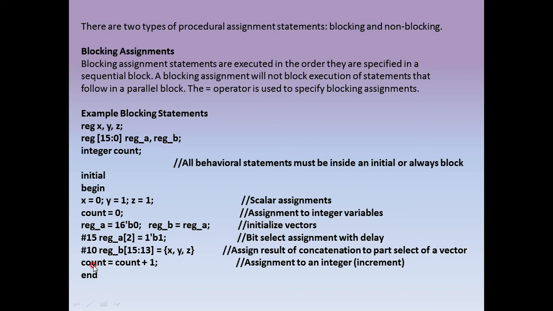And at time 25, since delay is not mentioned for the last statement, we are at time 25, and count is updated with the value of count plus 1. The earlier value of count is 0, so count plus 1 means count will get value 1. So in a blocking assignment statement, we can observe that y equal to 1 is updated only when x equal to 0 is evaluated, or count equal to 0 is evaluated when all the remaining statements above are executed and assigned value.